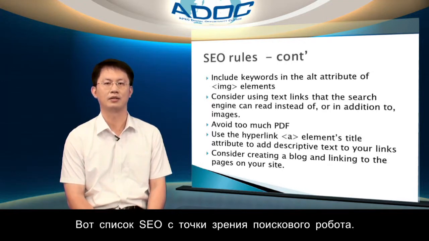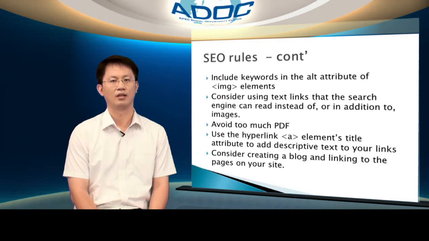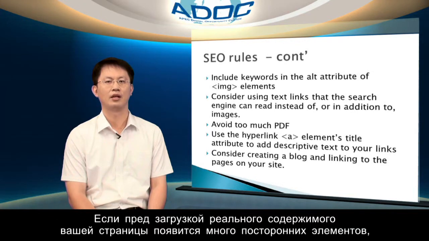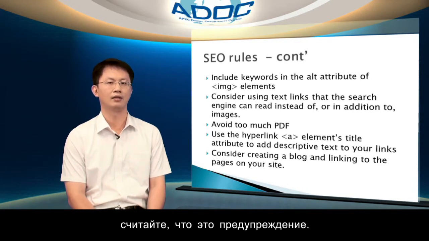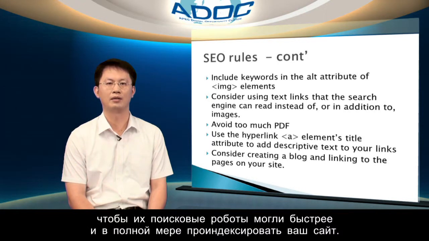That's the SEO list from the viewpoint of a search engine robot. Want to see your page as a search engine robot would? Try loading it into a text-only browser, such as Links. If there is too much extraneous material before the actual content of your page starts, take that as a warning. Note that Google and Yahoo allow you to use a robots.txt file, which is XML, to let their robots index your site more quickly and completely.